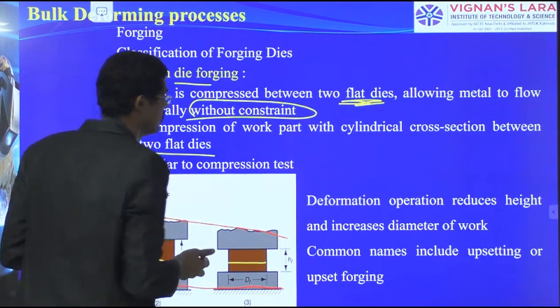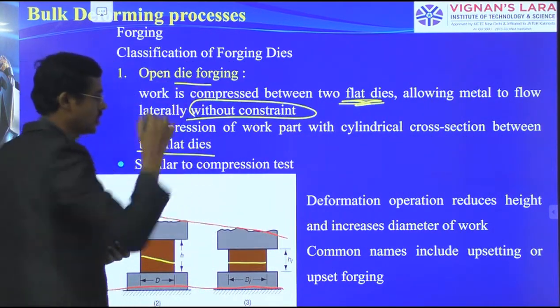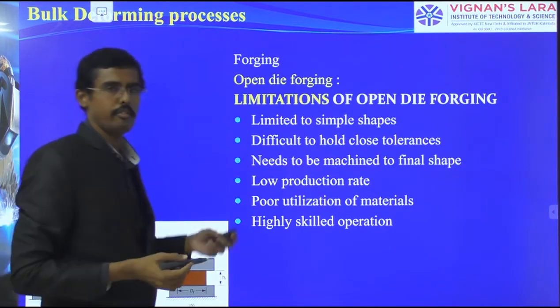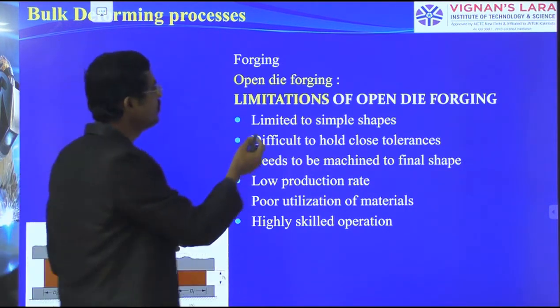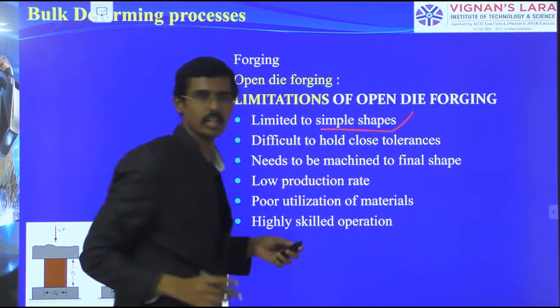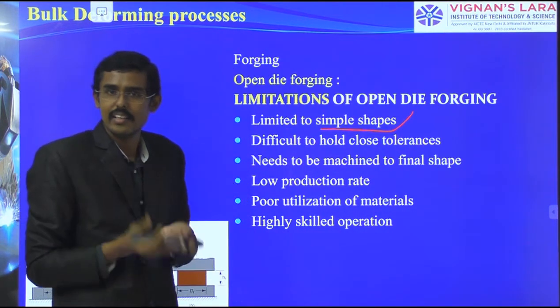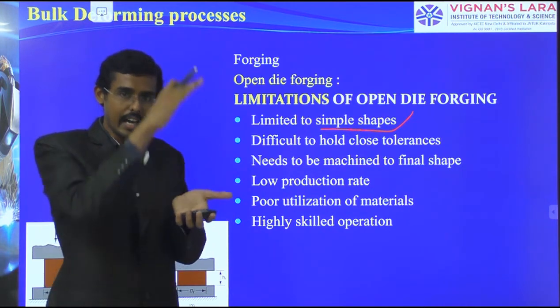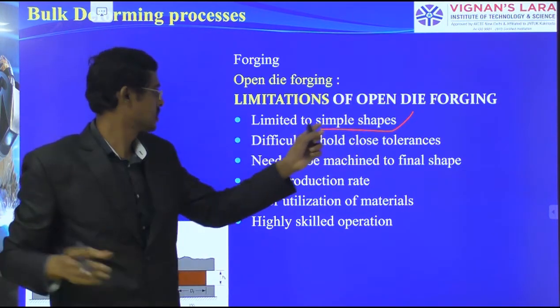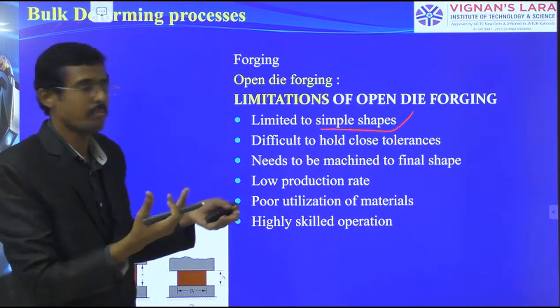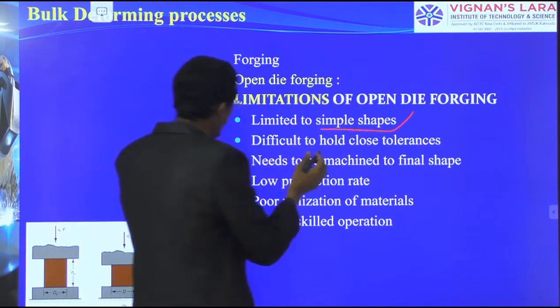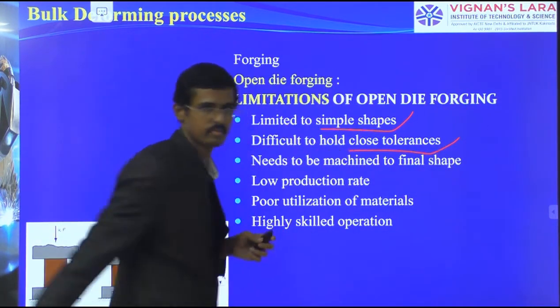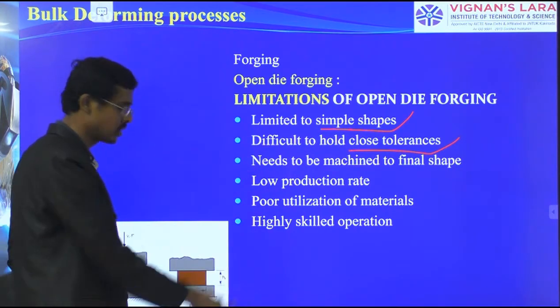No constraint, that word is very important. Without constraint, it is moving. Open die, what are the limitations here? Limited to simple shapes. Impressions are not generated. Designs are not generated. We just have thickness reduction, height reduction, maybe width increasing. Simple forms only. No other impressions are generated. Difficult to hold close tolerance. What is this close tolerance?